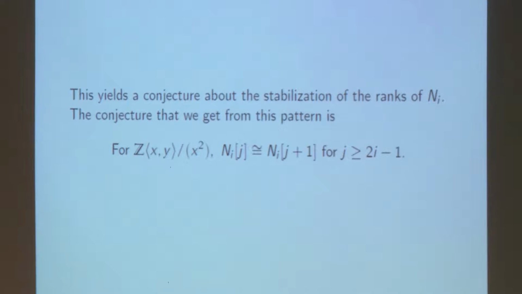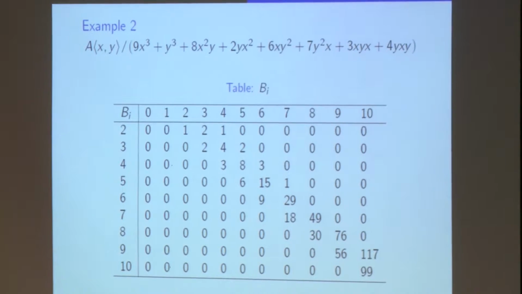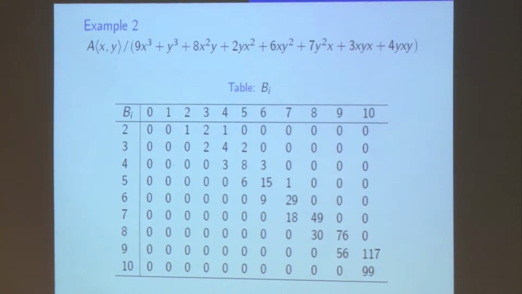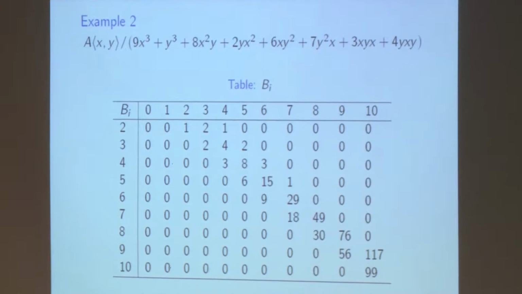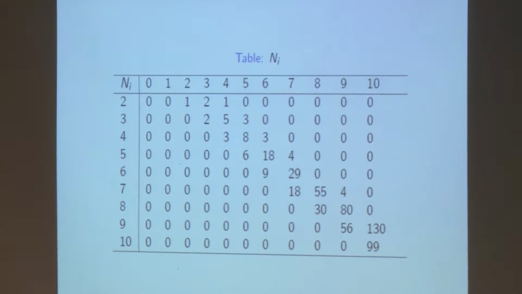So from the data we have, we give conjectures and try to prove them. In our example that I have been working on, a free algebra generated by two elements x and y, modulo a polynomial of degree 3, things are getting harder and more complicated than the previous one. Here the pattern is not as clear as before. And this is for BI, and this is for NI.